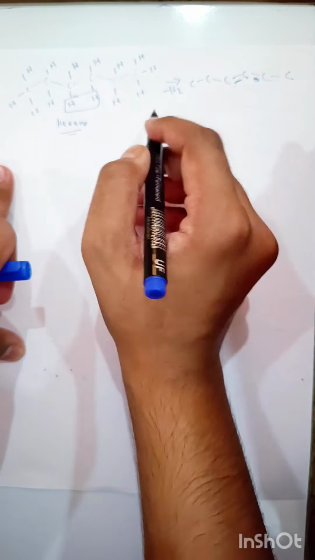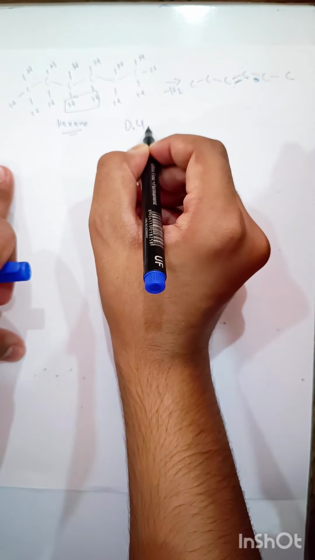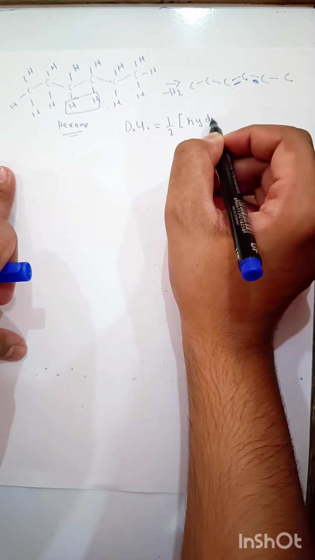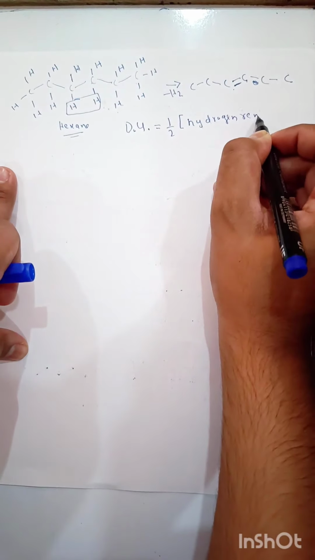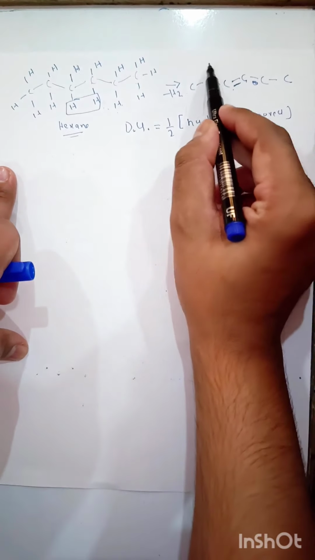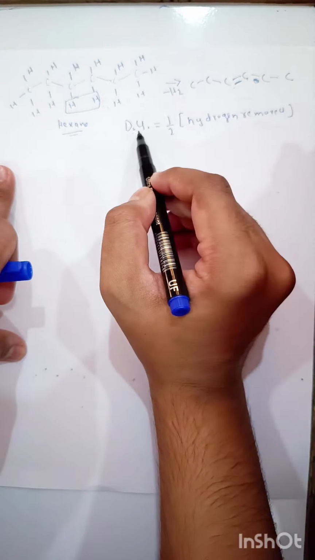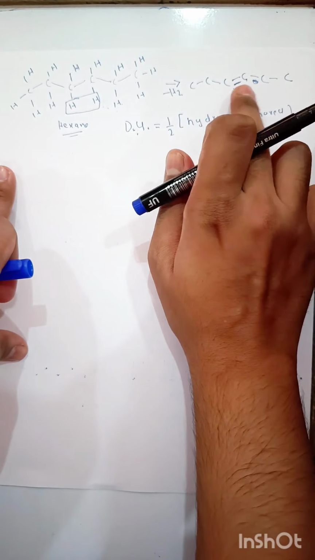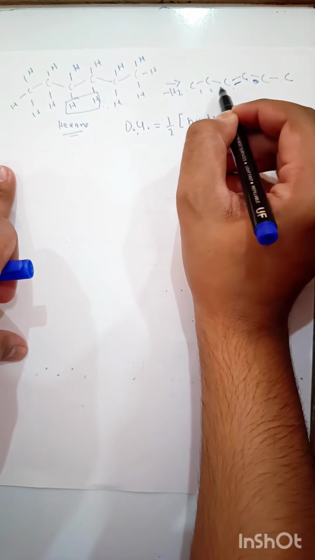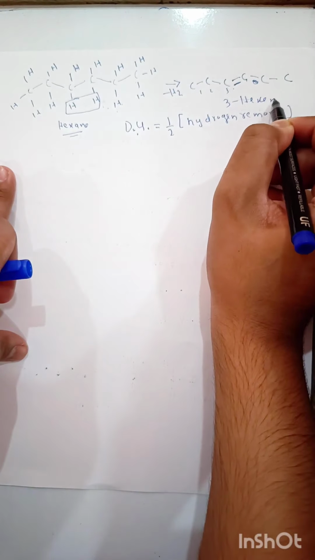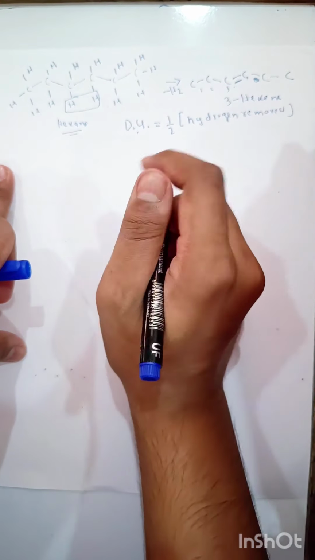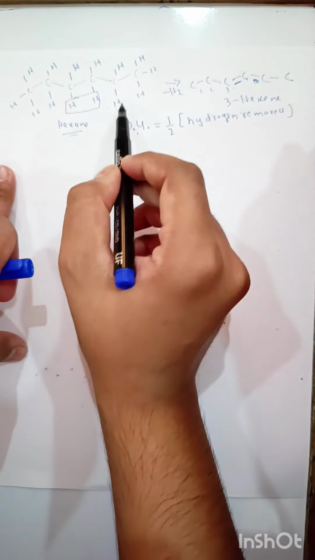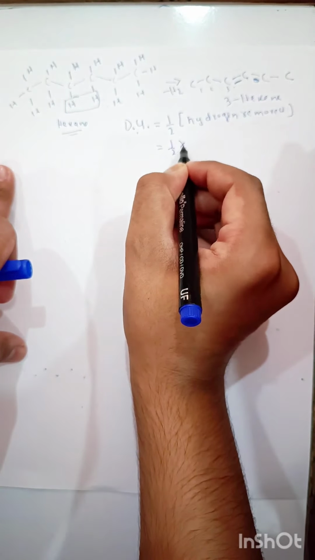Now what is the basic definition of DU? It is half the number of hydrogens removed. If we have to find the DU of this compound, it is defined as half the number of hydrogens removed. To make this compound, this is an alkene, hexene, 1 2 3 hexene. It has a double bond, a pi bond. So DU is half the number of hydrogens removed. To make this compound we have removed 2 hydrogens, so DU will be half into 2, which is equal to 1.